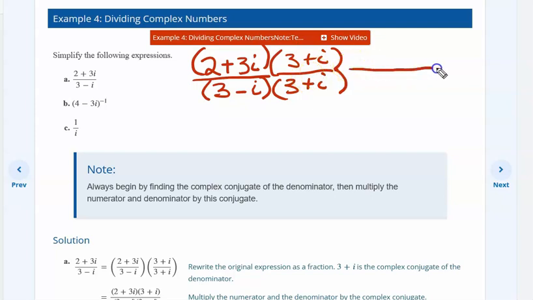All right, let's do our denominator first, because that's the easier part. 3 times 3 is 9. Negative i times positive i is a negative i squared. But what did we say i squared was? Negative 1. So the opposite of a negative 1 makes our denominator now 9 plus 1, which is 10.